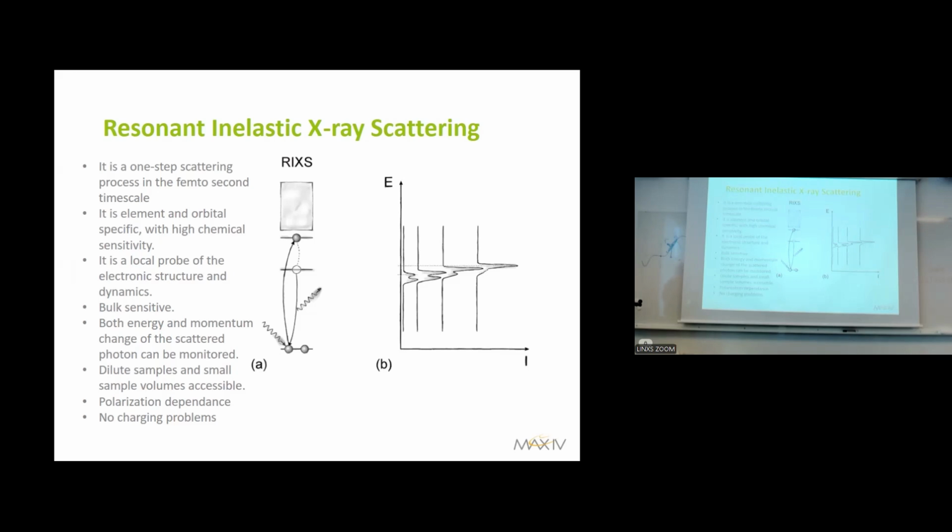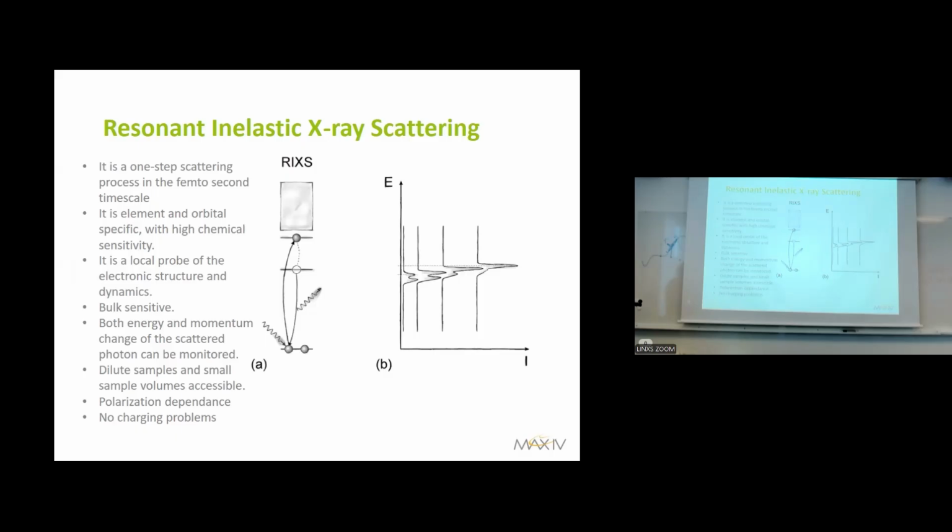It's bulk sensitive. Again, it's a photon in, photon out technique. So this means that you can penetrate quite a bit down. How far depends on the energy. Low energies, low penetration depth, almost surface-like. But for things like oxygen, copper, and those edges, you will go down a few thousand atomic layers at least. You can get information. And of course, manipulating the geometry of your sample will help you determine which depth probe you have. We can monitor both the energy loss, but also the momentum change in the scattered photon.